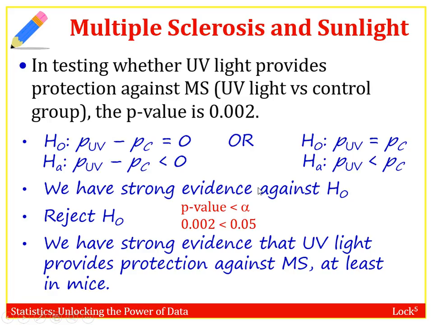Now, we actually have strong evidence against it because our p-value was pretty small, as in smaller than 1%. If you look at your p-value being 0.002, your alpha being 0.05, this is definitely a lot smaller than this. So it's a true statement, so we would reject your null hypothesis. We have very strong evidence against it. We have strong evidence that UV light provides protection against MS, with a qualifier of at least in mice, because that's what we were testing.